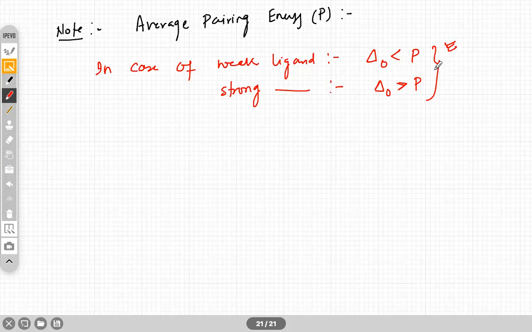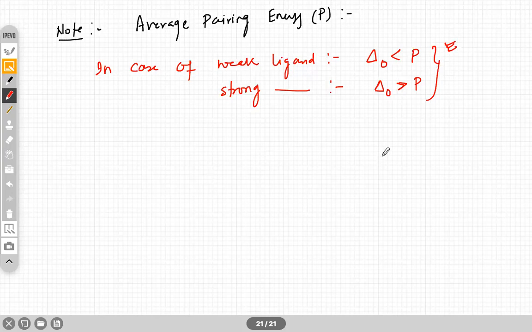So could you explain this again? Sorry? Could you explain this one again? This one, nothing, it's just a definition. See, when you want to pair up an electron in the same orbital, some energy must be required because the electron has to be filled into that particular orbital. That energy, we call it as average pairing energy for the pairing of electrons.